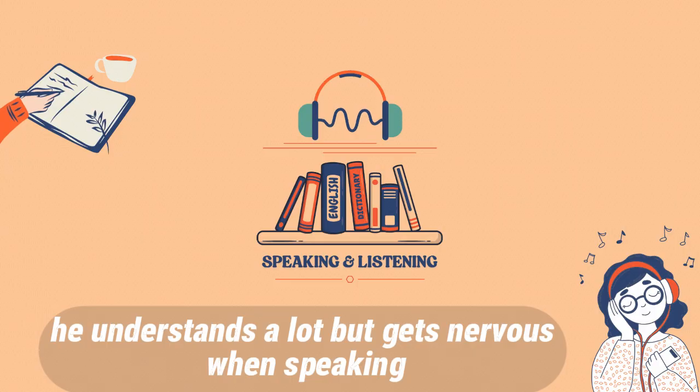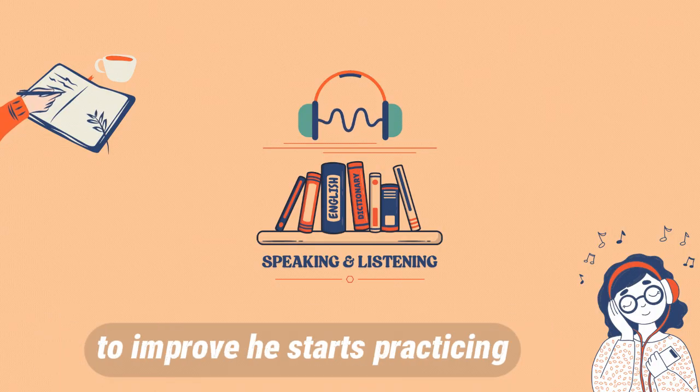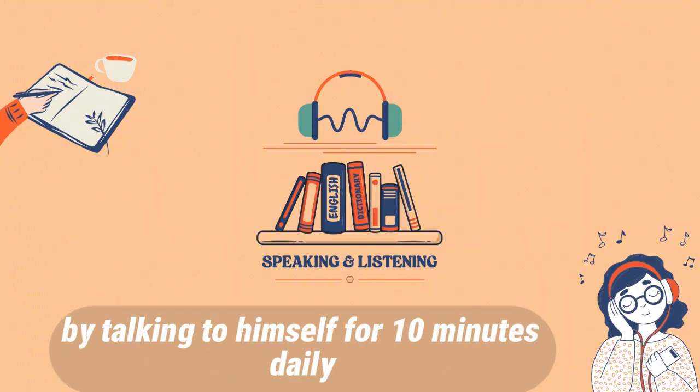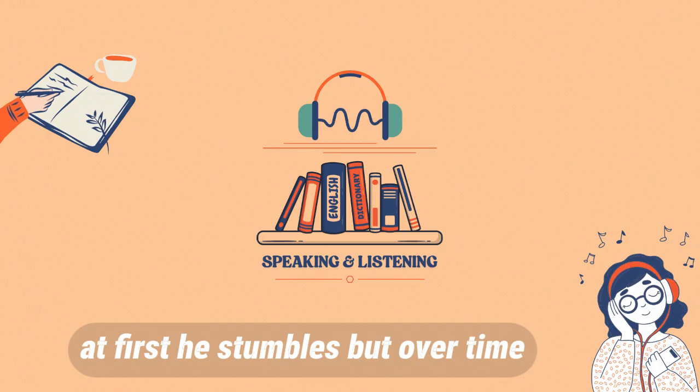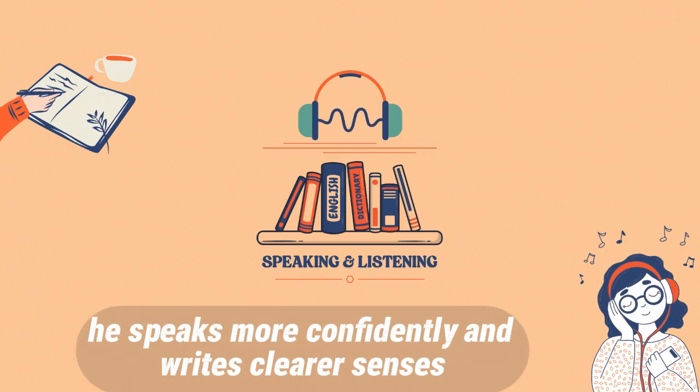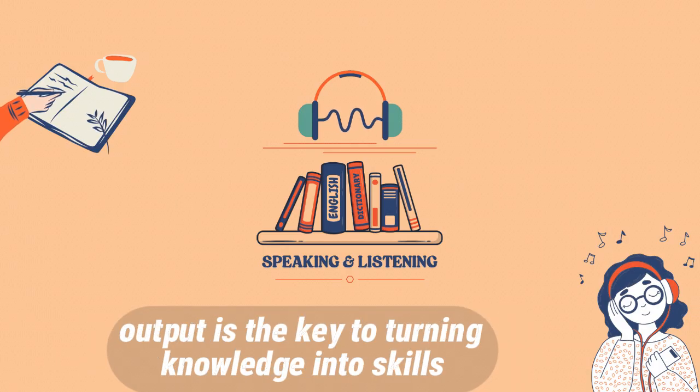He understands a lot, but gets nervous when speaking. To improve, he starts practicing by talking to himself for 10 minutes daily and writing a short journal entry. At first, he stumbles, but over time, he speaks more confidently and writes clearer sentences. Output is the key to turning knowledge into skills.